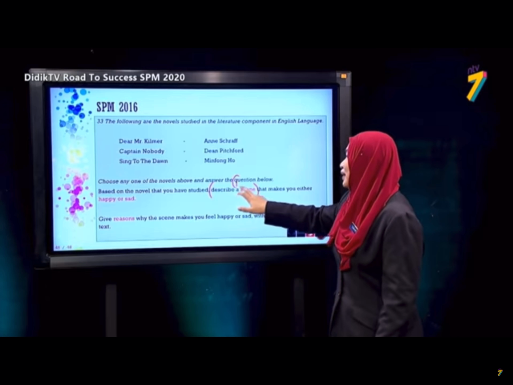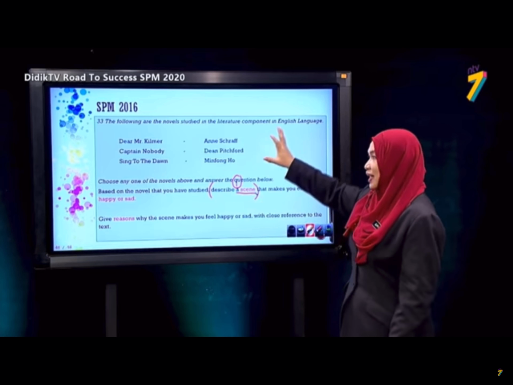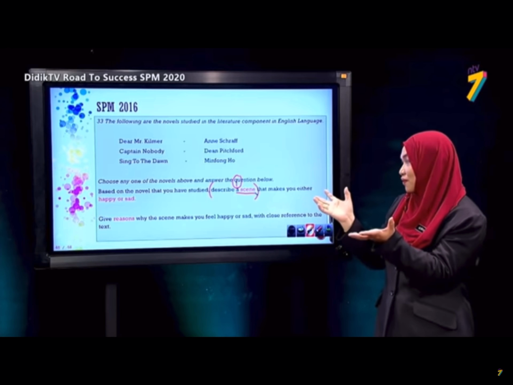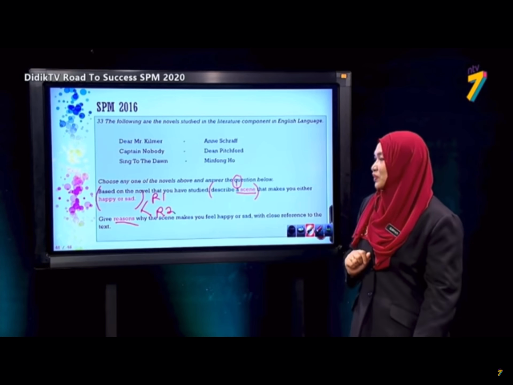Number 1, you have to describe a scene. So this is number 1. You have to ask yourself, have I described a scene or not? A scene can be any event or any plot from the novel. And then you have to choose whether you are happy or sad. And finally, give reasons. Singular or plural? Plural. So you have to give at least 2 reasons. So I always tell my students to do that.